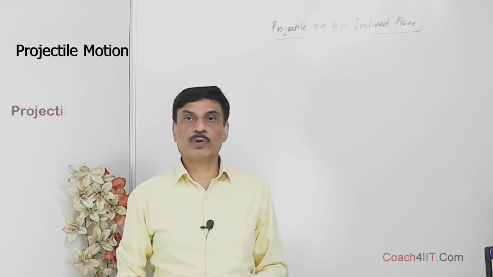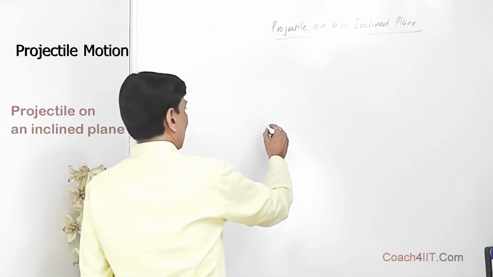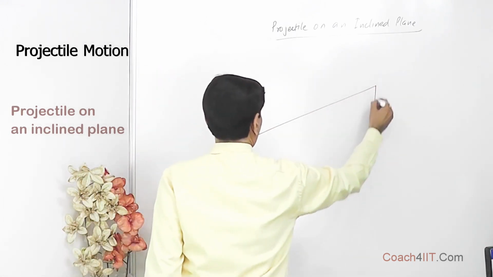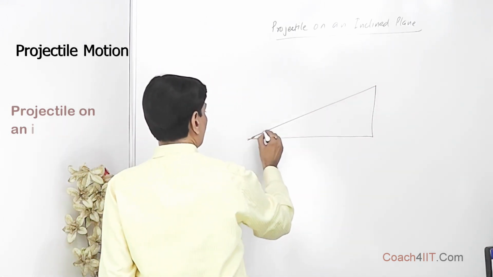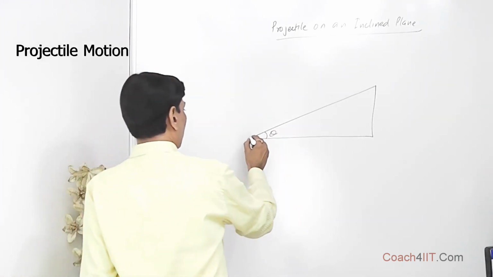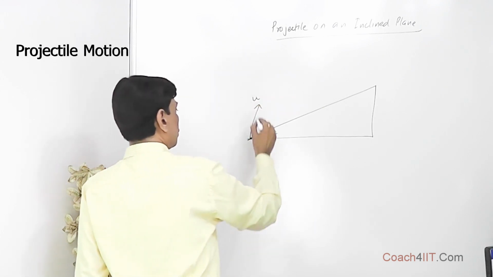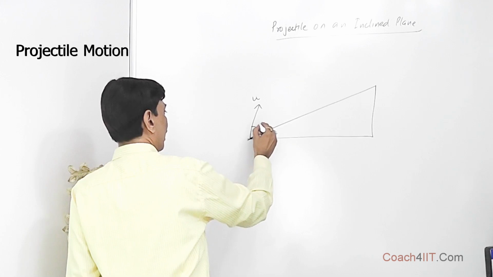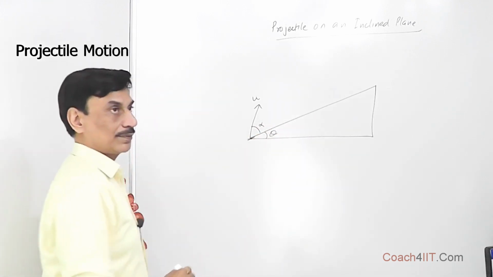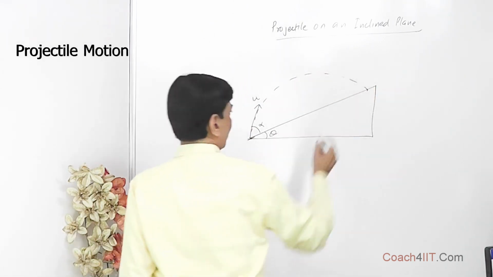Let's understand projectile on an inclined plane. Let's say we have an inclined plane over here which is inclined to the horizontal at angle theta. And what we have done is, from here we project a body with the initial velocity u, and this is making angle alpha with this inclined plane. As a result, this goes from here to here and strikes over here.